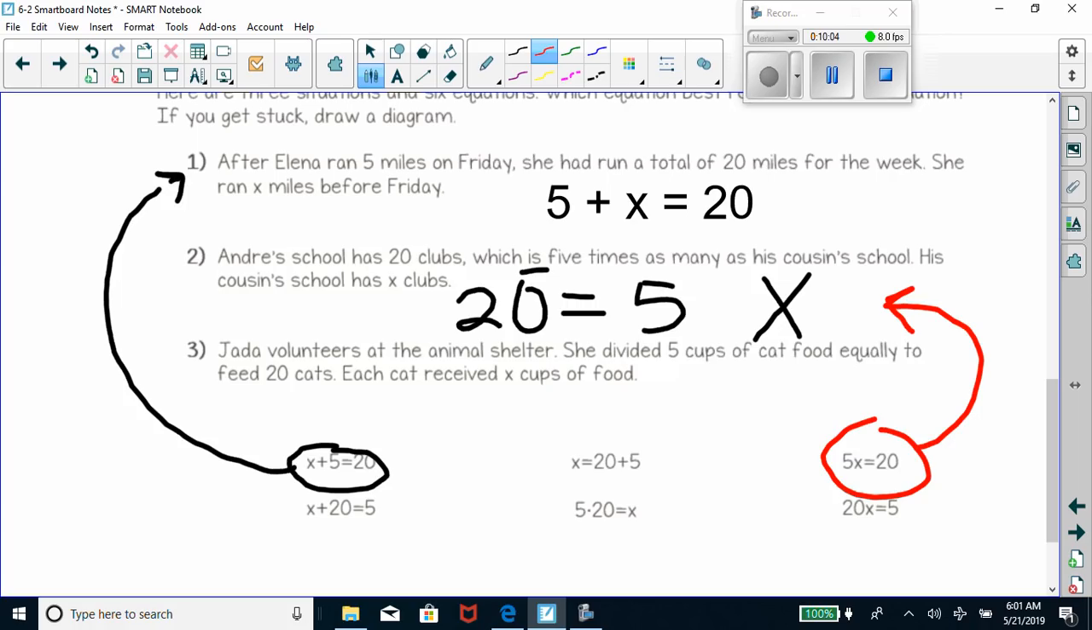Okay, our last one. Jada volunteers at the animal shelter. She divided 5 cups of cat food equally to feed 20 cats. Each cat received X cups of food. Well, this is sort of a tricky one because if I wrote this, I would say, well, she took 5 cups of cat food and she divided it equally among 20 cats, and the amount of food each cat got would be X. So I would do 5 divided by 20 equals X. But I see that's not one of my options in my solution. So it's been written a different way.